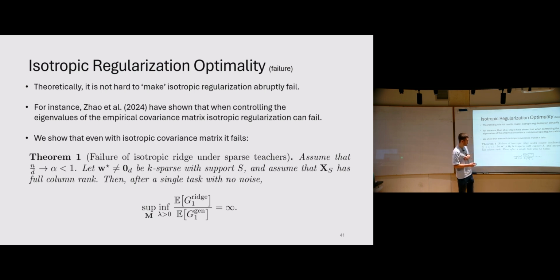Right, so this holds even in a very simple case. And the assumption that X has full column rank holds almost surely for any continuous distribution if K is much less than D, for instance, because you need to have K linearly independent columns.